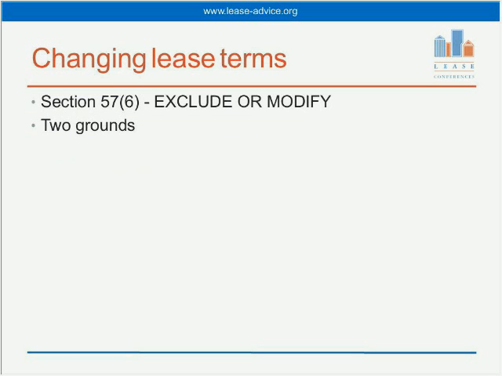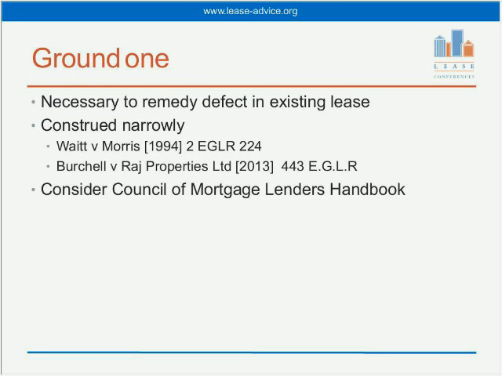Otherwise, the other method for the leaseholder to get changes to the lease is this: to exclude or modify an existing term, but not to introduce a new term. So it's just to exclude or to amend or modify an existing term. That's section 57(6) of the 93 Act. There are 2 grounds for seeking an exclusion or modification, and those grounds are this: where it's necessary to remedy a defect in the existing lease. And that necessity to remedy a defect in the existing lease is construed narrowly.